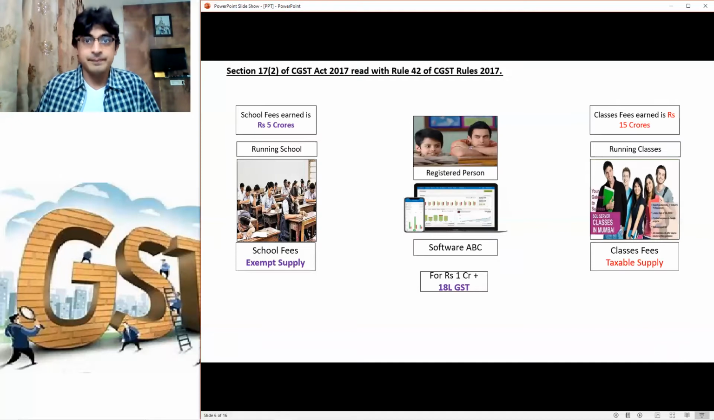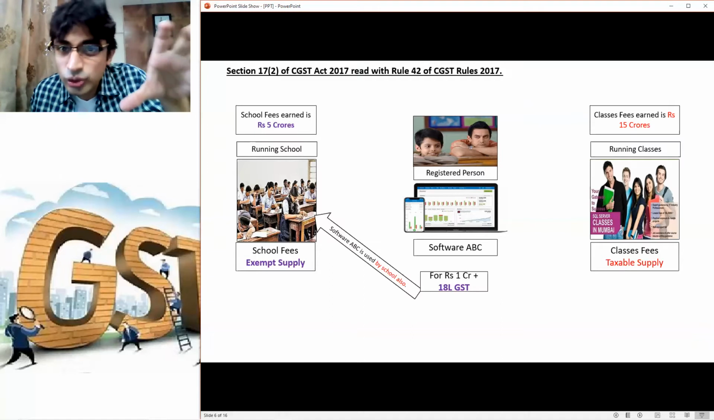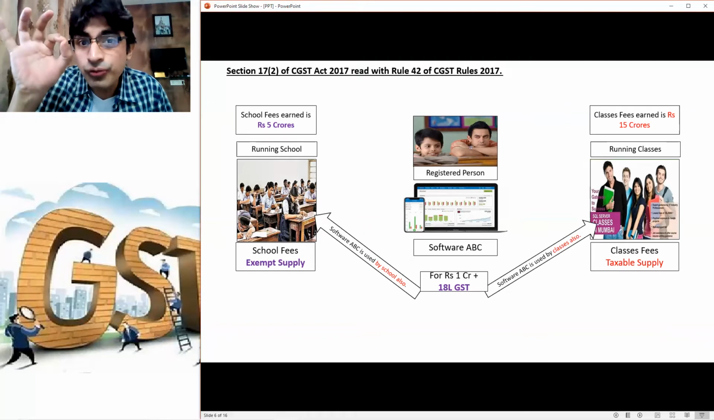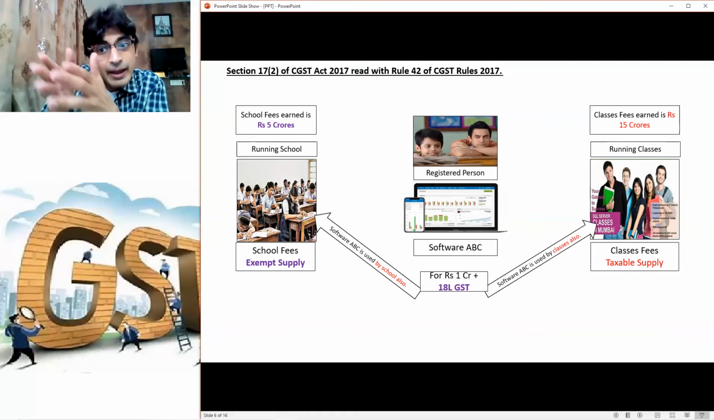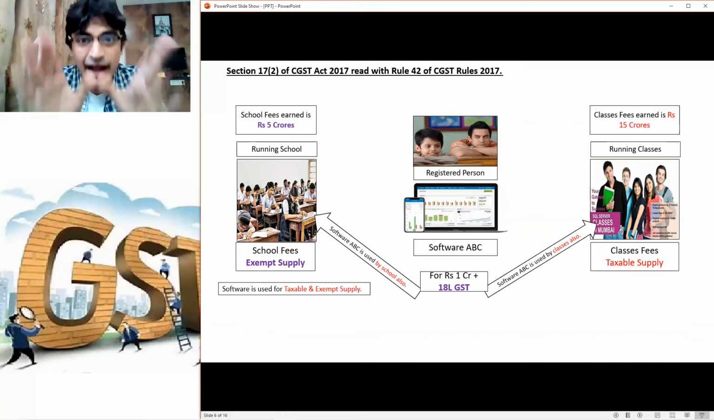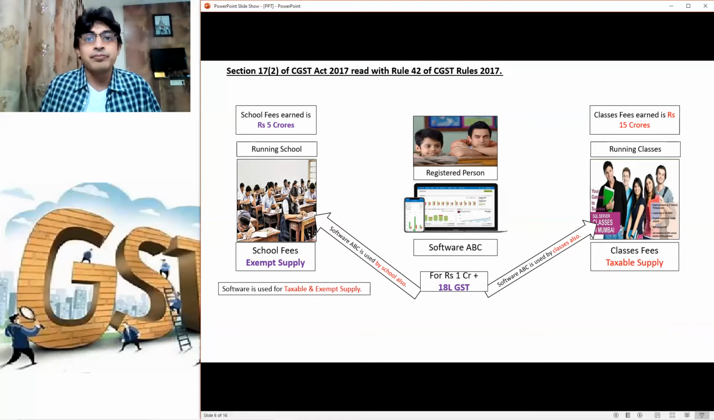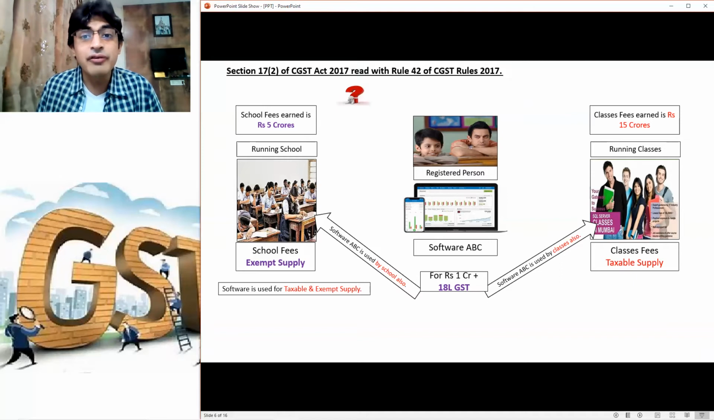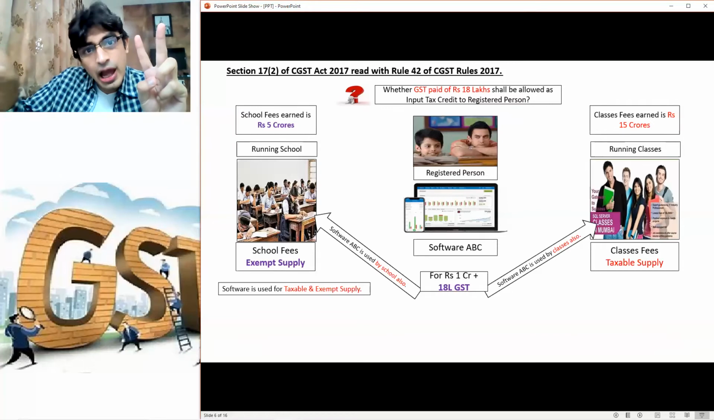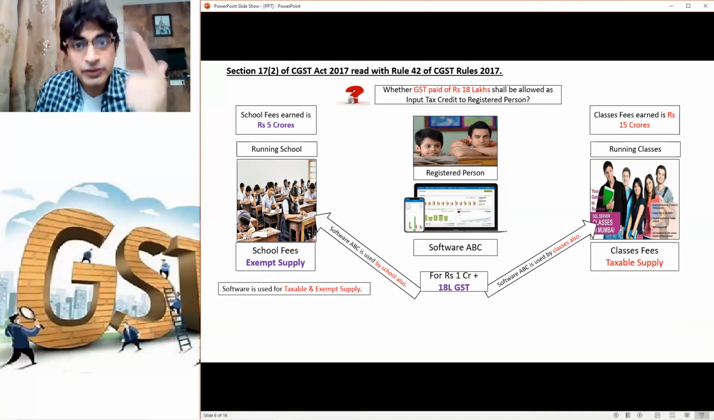Now the same software is being used for school also, for the accounting of the school children, in the same software. And the same software is being used for classes also, for the accounting of the classes' kids in the same software. So the software is being used for taxable supply and the software is being used for exempt supply. My query to all of you, can Amir avail entire input tax credit of 18 lakh? Should Amir disallow entire ITC of 18 lakh or can he take proportionately? Think about it.